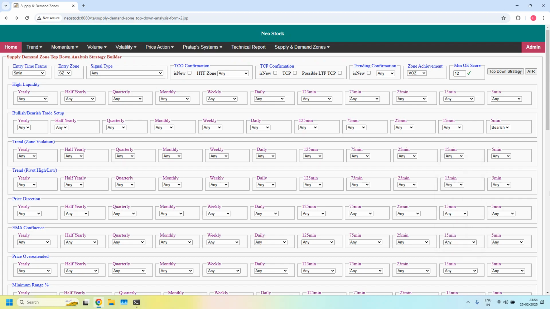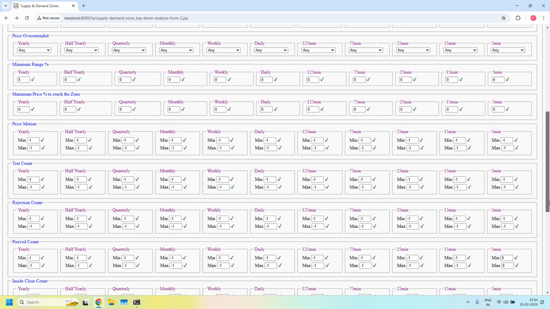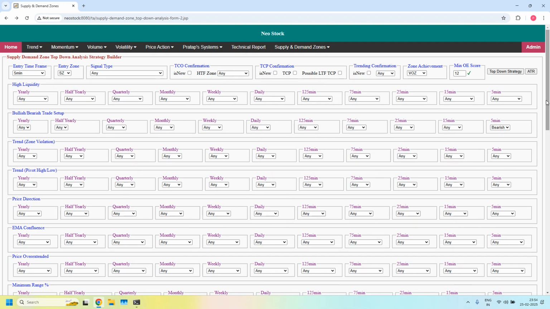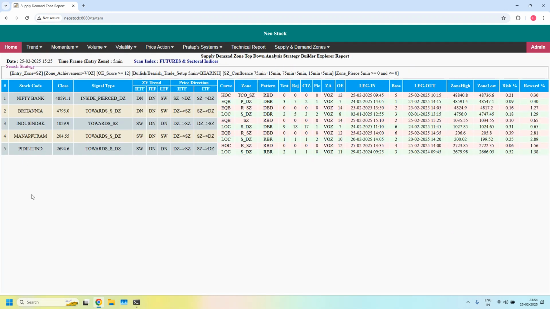Removing EMA filter. In the supply zone Confluence, we should set 3 filters. First filter is already enabled. Second filter 5 minute supply zone with 75 minute supply zone Confluence. Third filter 15 minute supply zone with 75 minute supply zone Confluence. With all the 3 filters, we got 5 stocks. In these 5 stocks, these 5 minute supply zones are overlapped with 15 minute supply zone. Both together again overlapped with daily supply zone.